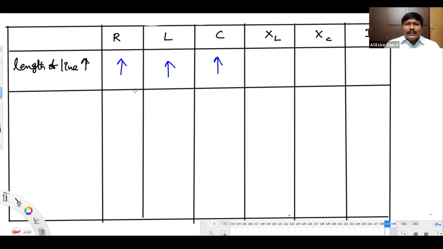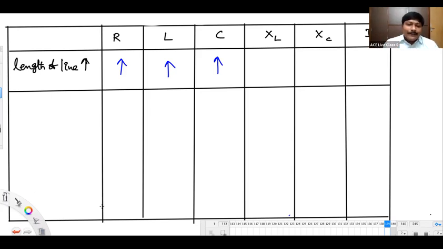Very simple. Resistance is a series element. If length of line is increasing, some more resistance will add in series. Resistance is increasing. Inductance is a series element. If some more inductance is added in series, overall inductance will increase. Capacitance is a shunt element. If you are adding some more capacitance in parallel, overall capacitance will increase only. If length is increasing, some more capacitance will come in parallel, right? So overall capacitance value also increases.